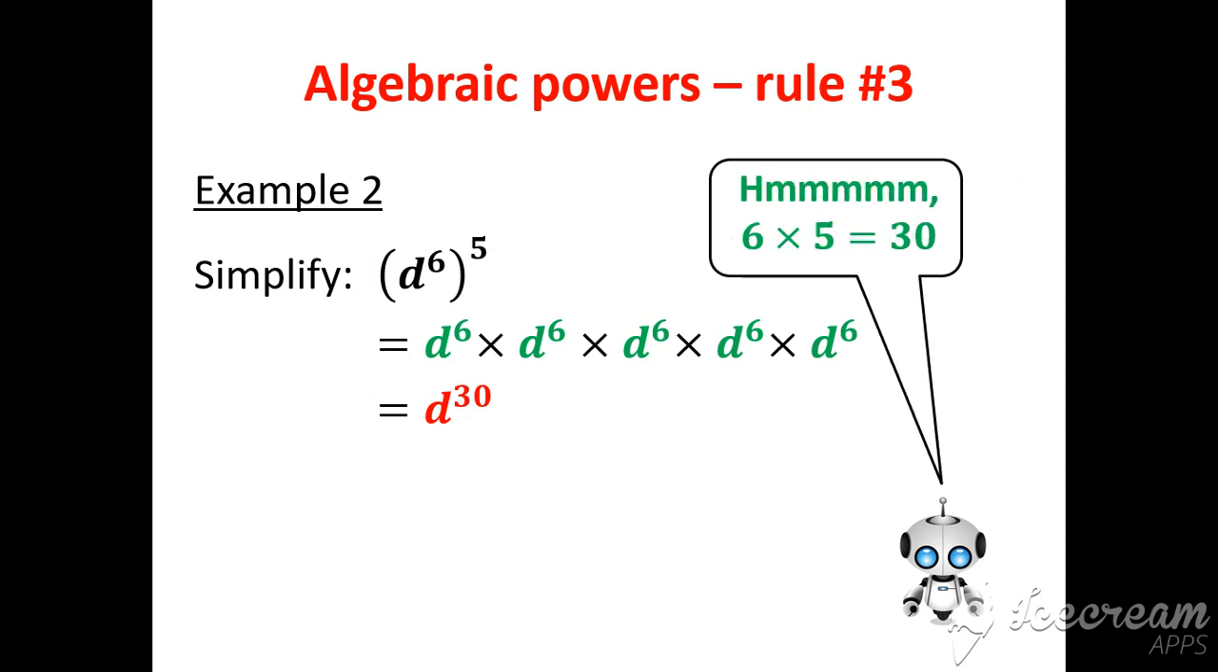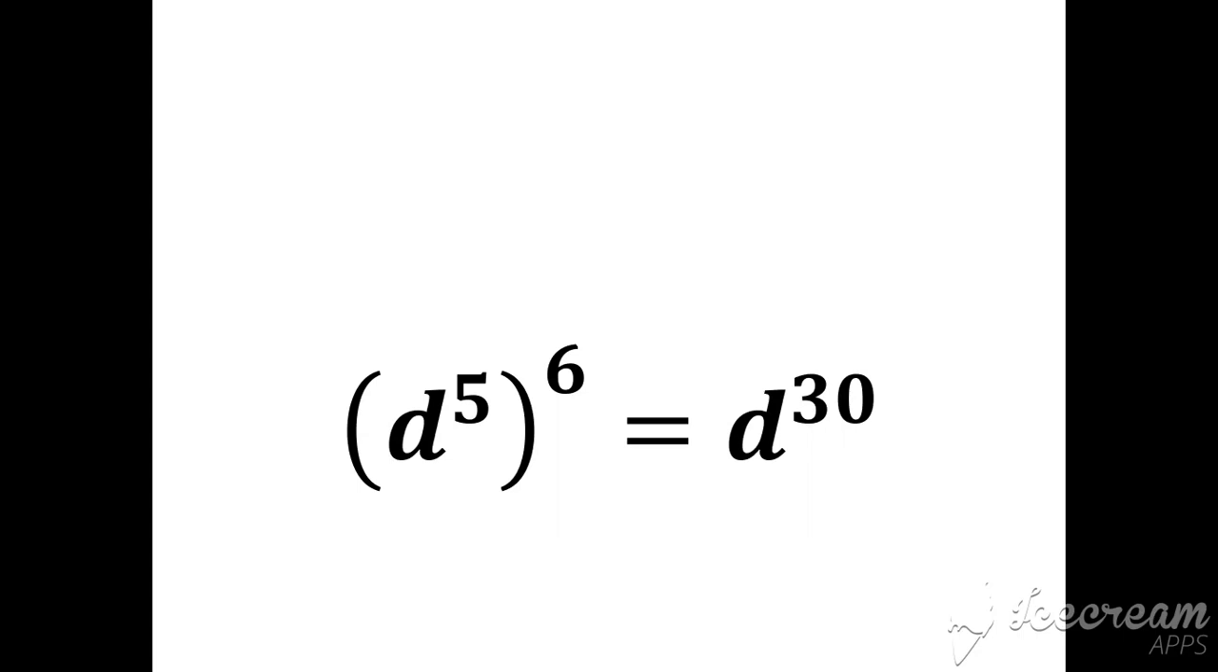Now it does look like there's a quicker way by going 6 times 5 is 30. So here is rule number 3. When we see brackets, we can take our powers and multiply them to get our new power.